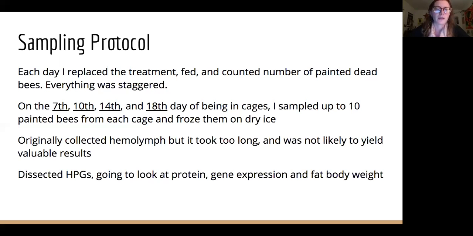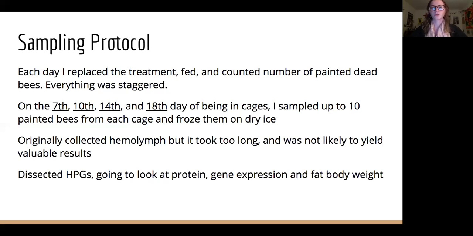So far for the analysis, I've dissected the hypopharyngeal glands out. I sent them to the proteomics center to see if they have that brood food in them. Like I said, if they're winter bees, I would expect them to be big and that they would be empty. So I need to determine if they're empty or not, which is what I'm waiting on.